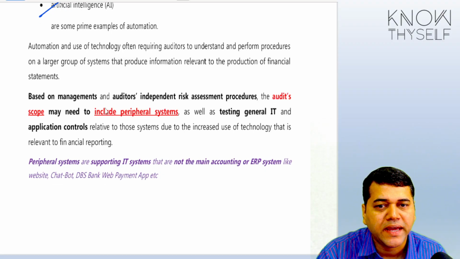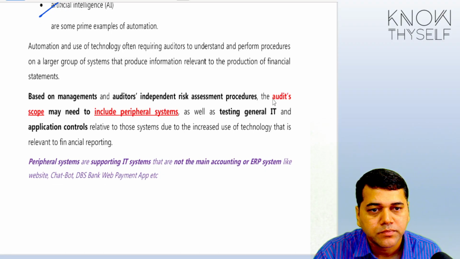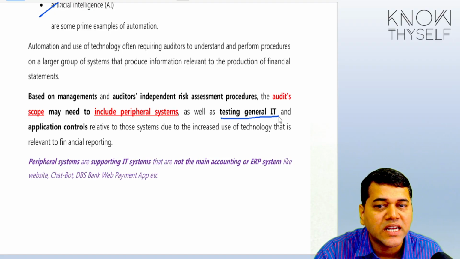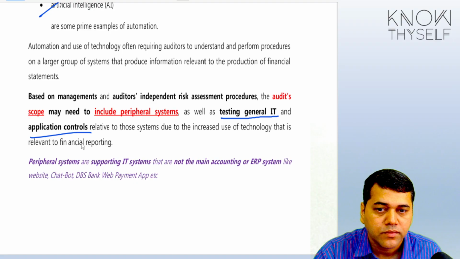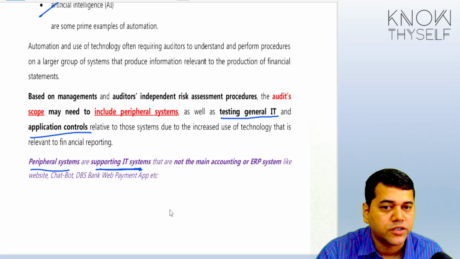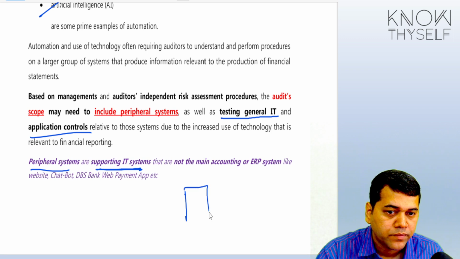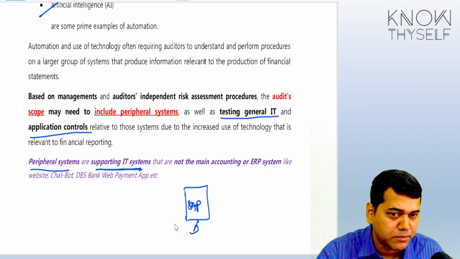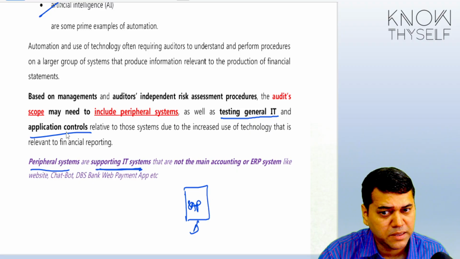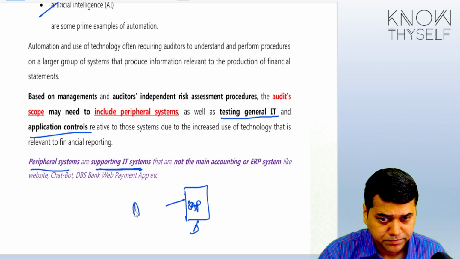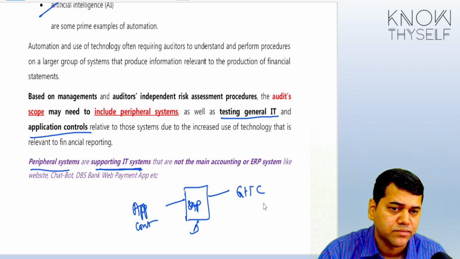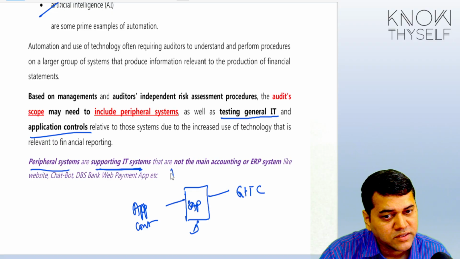So, based on the management's and auditors' independent risk assessment, the audit scope may include peripheral systems also, as well as testing general IT controls and application controls. Now, what is a peripheral system? Supporting IT systems. See, traditionally, if you are an auditor, what is that system you would have looked for? We call it, sir, this is SAP. This is within my scope. This was the traditional. When you talk about SAP, SAP is an application. So you will test application control and you test general IT control for SAP. This is the traditional thing.